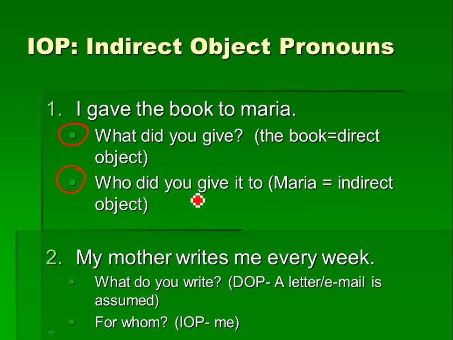So that is your indirect object. What makes it a pronoun is when you replace Maria with she or her. I gave the book to her, so her would be the pronoun for Maria. Here's another example. My mother writes me every week. What did you write? It doesn't specifically state in the sentence what she wrote, but most likely it was a letter or an email. So since that is assumed, that's your direct object. So that's step number one. And your indirect object, again, answers the question, for whom did she write? She wrote them to me. So me would be your indirect object and a pronoun.